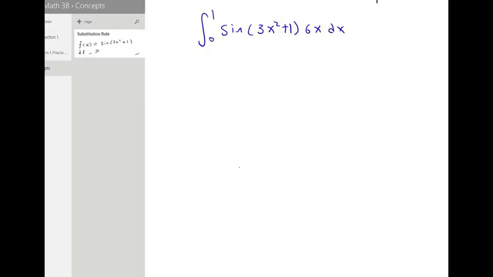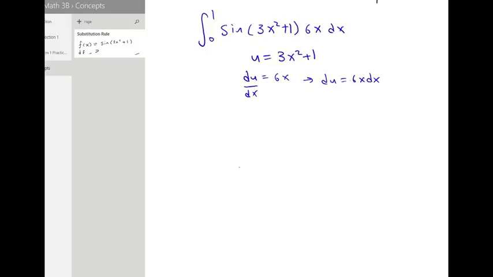This is a substitution rule problem. We have inner function, outer function, derivative of the inner function. So we can proceed. We set u equal to the inner function, 3x squared plus 1. We find du, and we can write it as du dx for now. Solve for du.